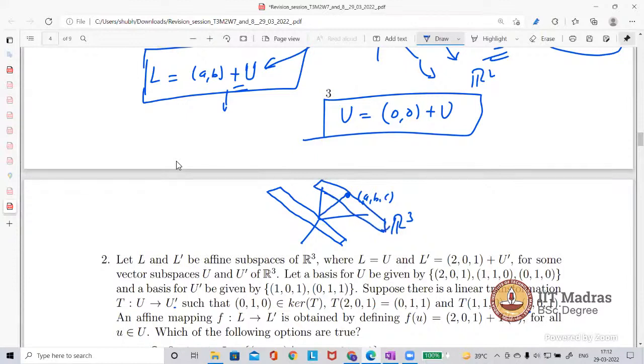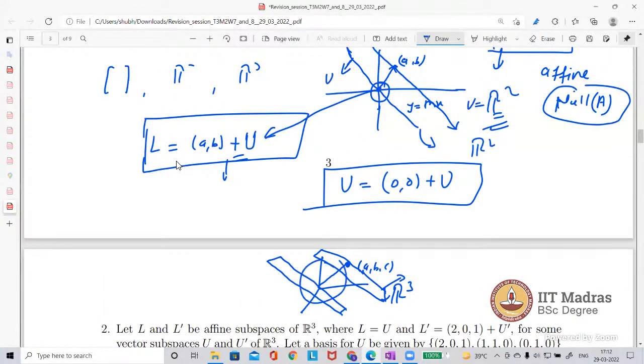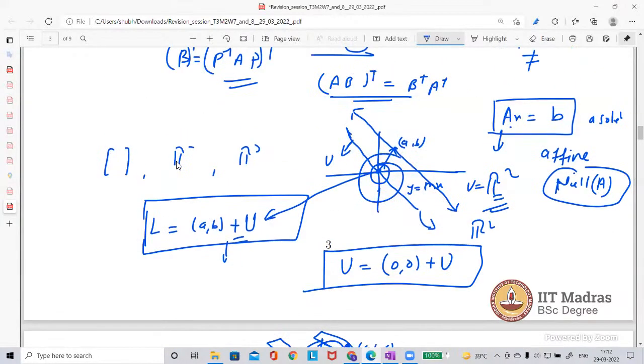That is, this plane is an affine subspace of R3. So the same shifting that happens in R2 happens very similarly in R3, and it also happens in the system of linear equations. What will be the affine subspace here?